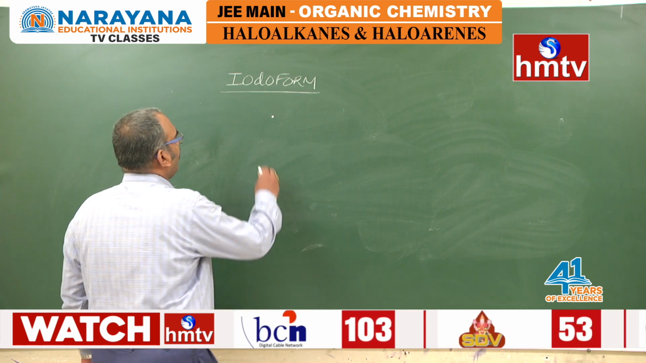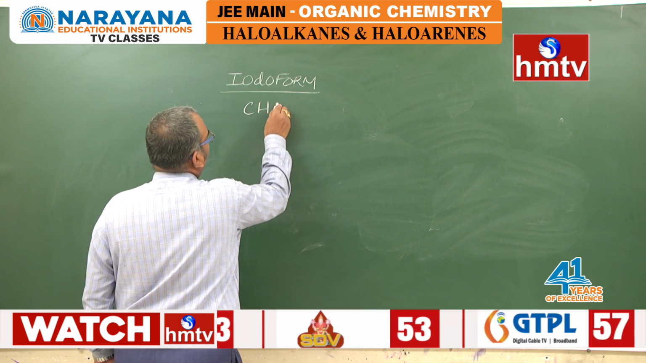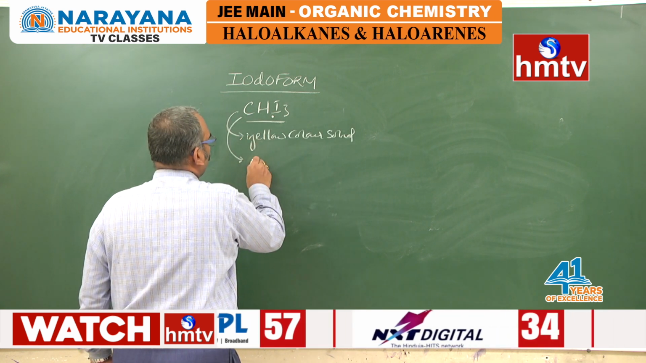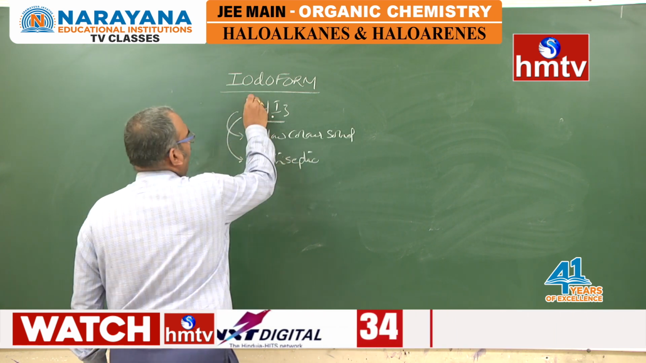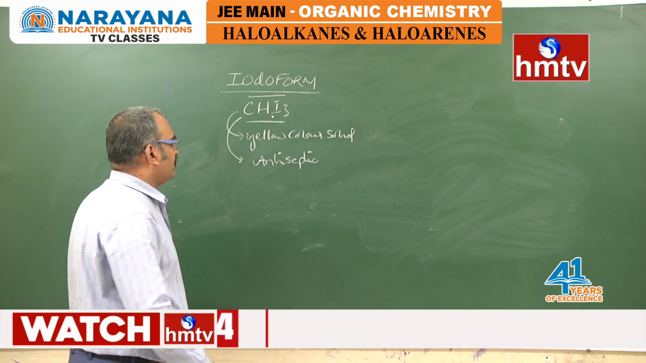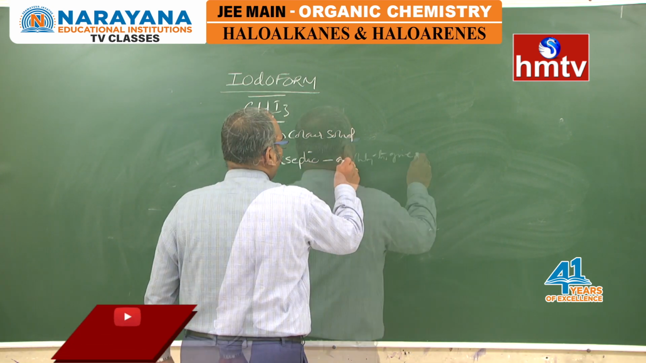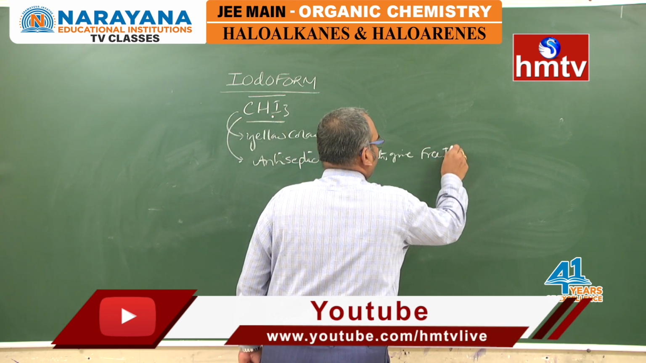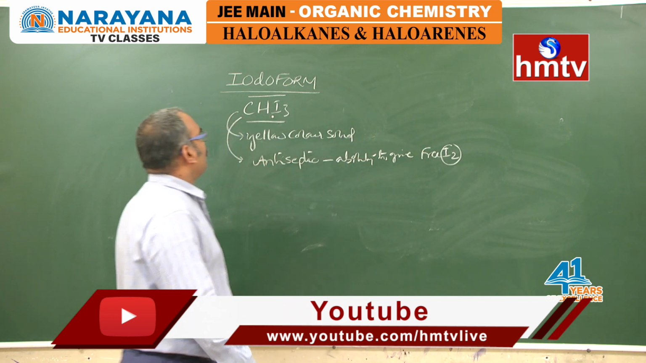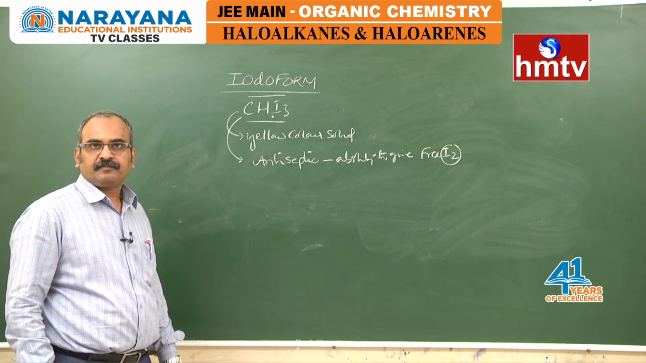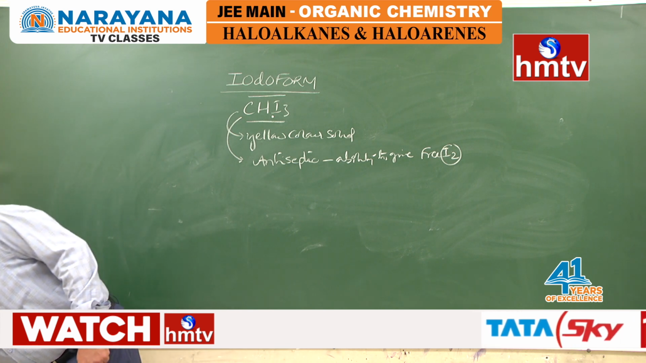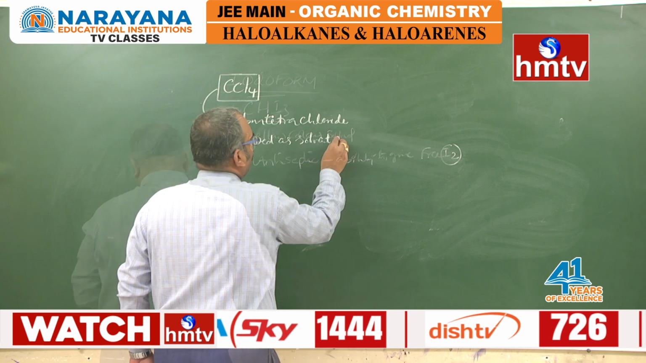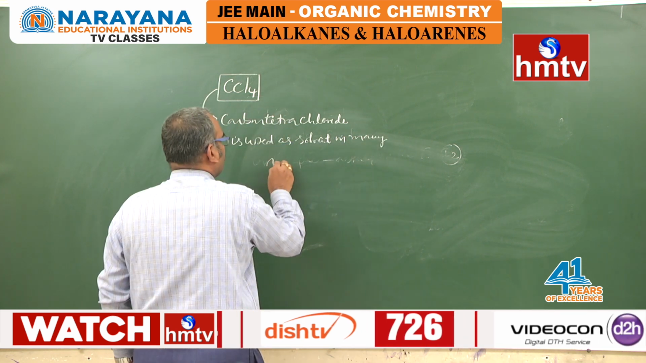Next one, iodoform. Iodoform is CHI3. It is a yellow colored solid. It is used as an antiseptic. The antiseptic nature of iodoform is because of its ability to give free iodine. It liberates free iodine, that is why it is used as an antiseptic. Next, carbon tetrachloride is also used as a solvent in many reactions.